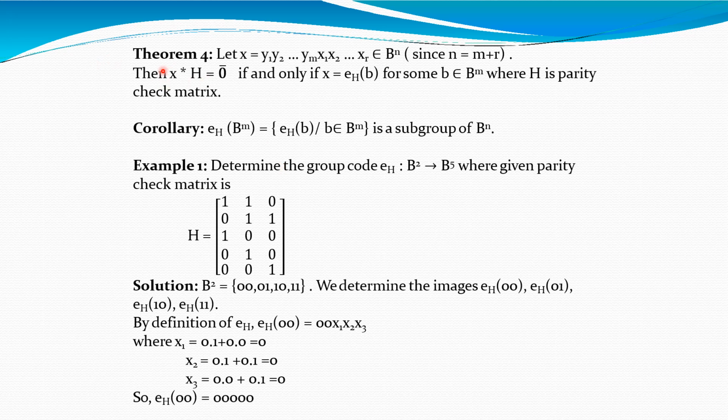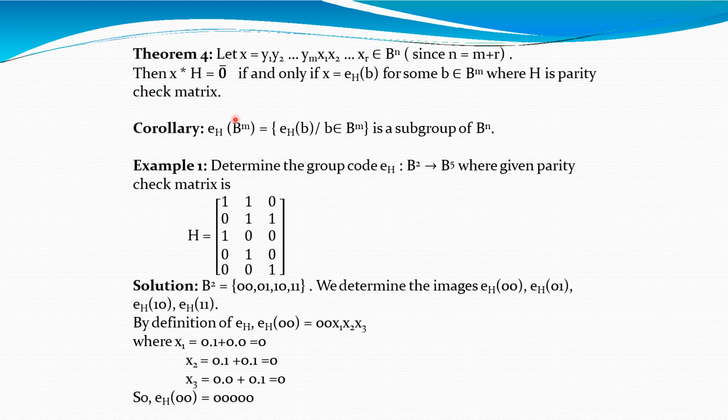Now the next theorem. Let x be y1, y2, ..., ym, x1, x2, ..., xr in Bn. Then x star H is 0 bar if and only if x equal to EH of b for some b belonging to Bm, where H is the parity check matrix.